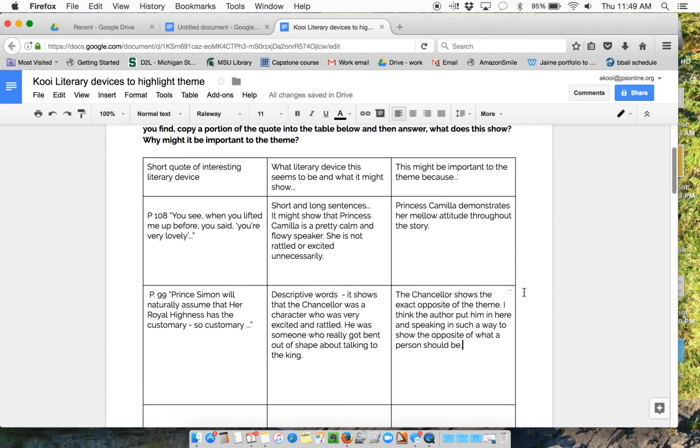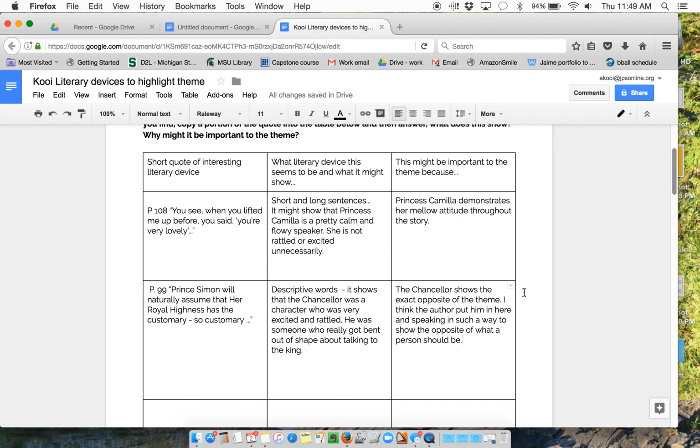So when you're doing this work today, please take your time and be very careful, because chances are you'll be able to use a lot of this going forward. Have fun looking for these things. Treat it like being a detective. Enjoy your work working on your literary essays, and I look forward to seeing you Monday.